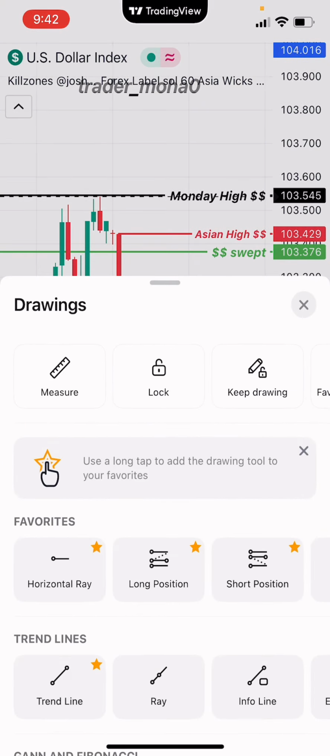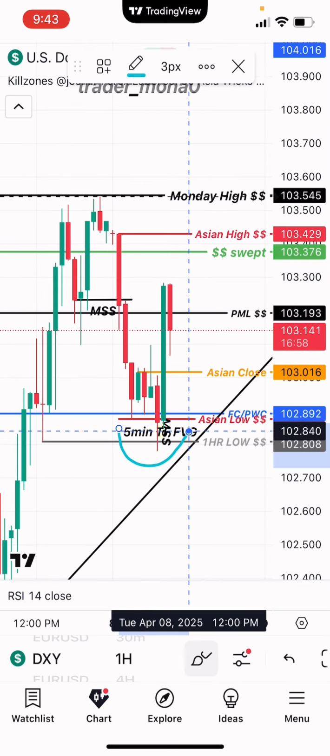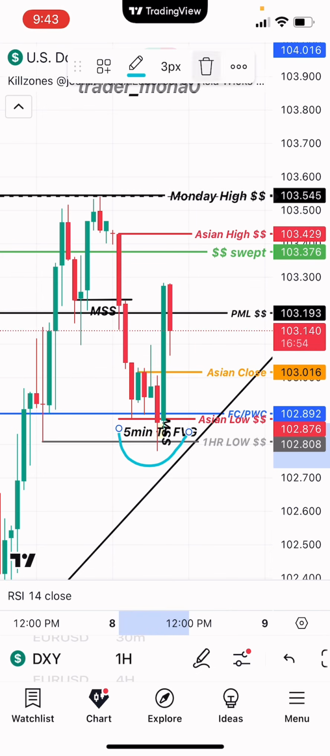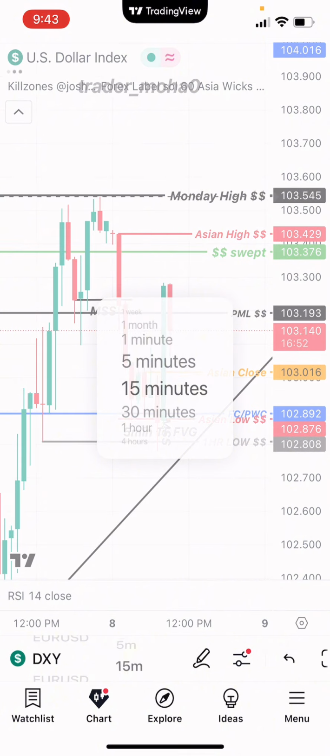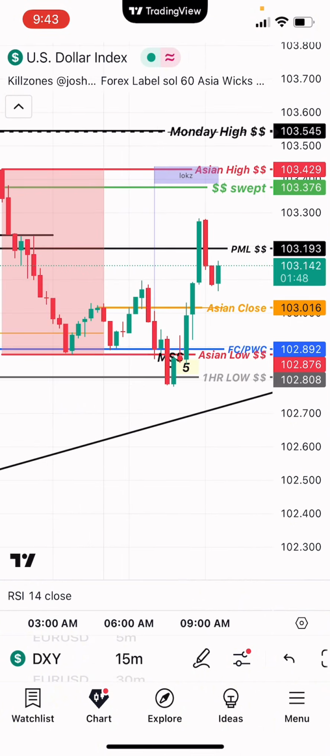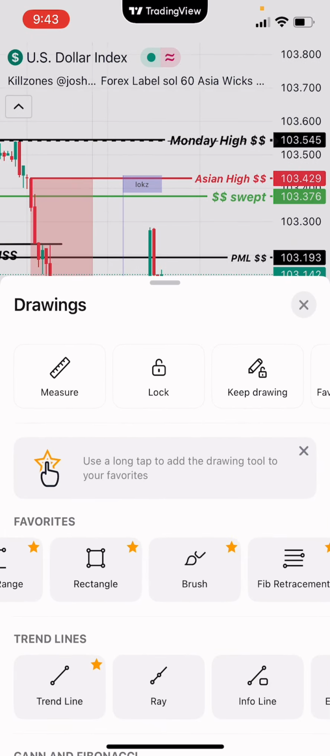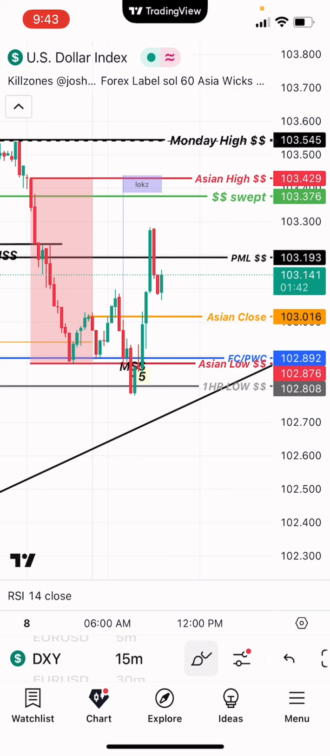So as I was saying, price came, let me use the brush, price came to grab liquidity on the Asian low. I was checking it through the 15-minute chart, and I saw that after price swept the Asian low, it came directly, because liquidity is what drives this market.